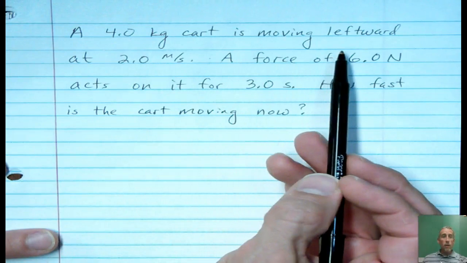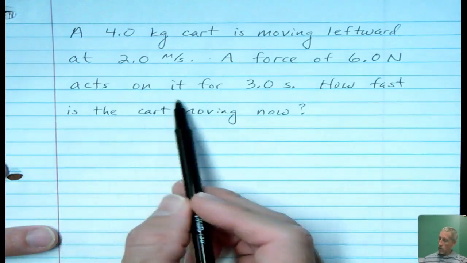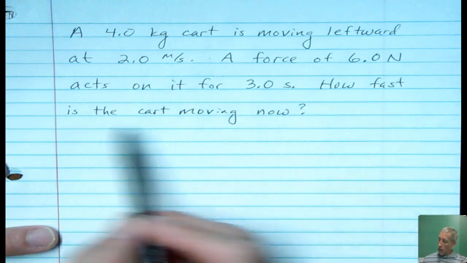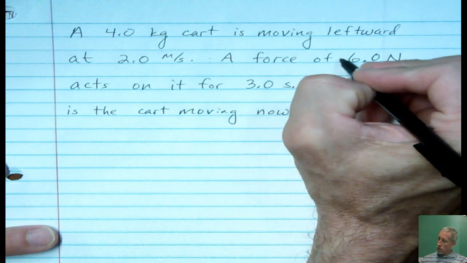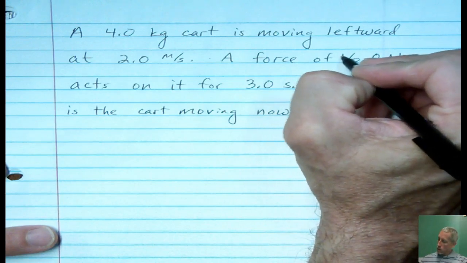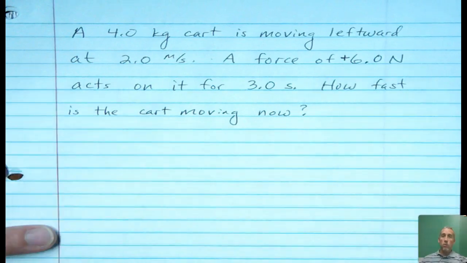A 4-kilogram cart moving leftward at 2 meters per second. A force of 6 newtons acts on it for 3 seconds. How fast is the cart moving now? And I realize now that I wasn't real clear, so it's not ambiguous. We're going to call this a positive or a rightward 6 Newton force.